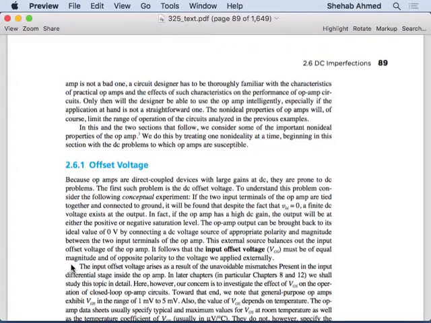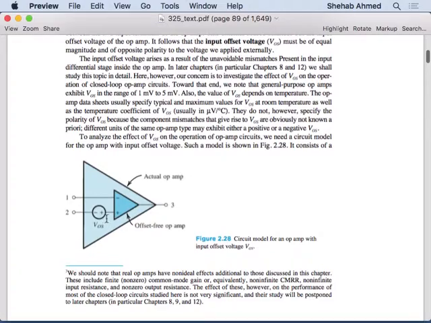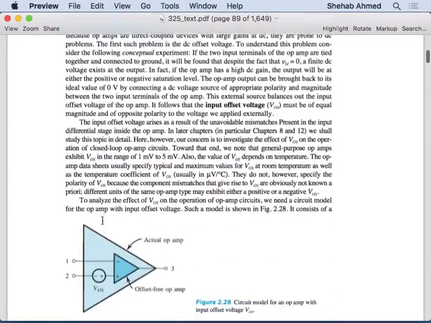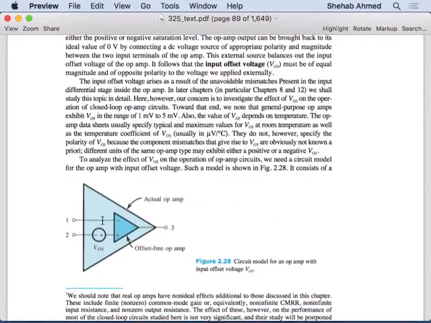Your output will still saturate, right? So the output will still saturate. Why? Because there is an offset voltage internally, and you can model it like this. So this section talks about this offset voltage. Even though I short my two terminals here, this is now my ideal op-amp. So this is more of a real op-amp, right?